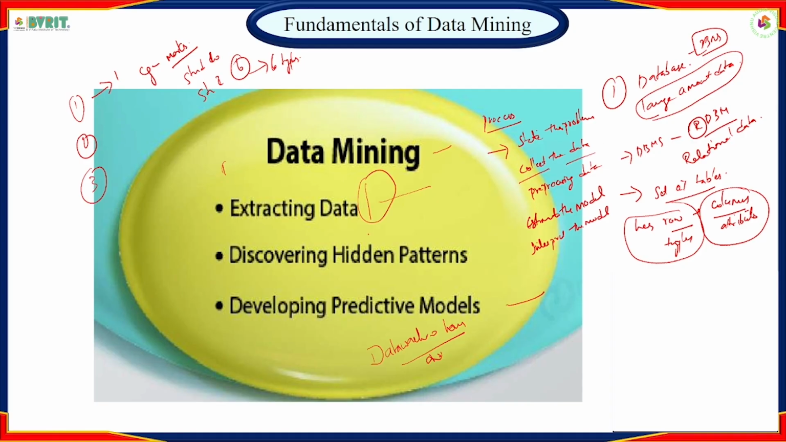Next one is pre-processing the data. We pre-process the data, like what data we require, because it consists of noisy data, missing values, all this. So we need to do some pre-processing steps for the data we collected. Next we estimate the model and we interpret the model. I mean we give a conclusion for this. So generally the fundamentals of data mining are extracting the data, discovering the hidden patterns, and developing the predictive models.